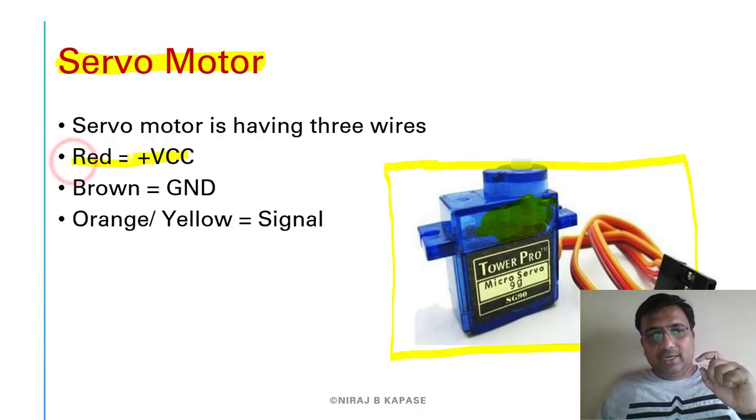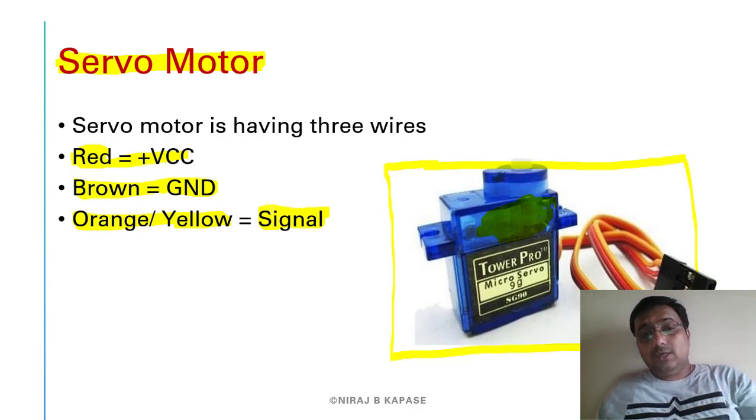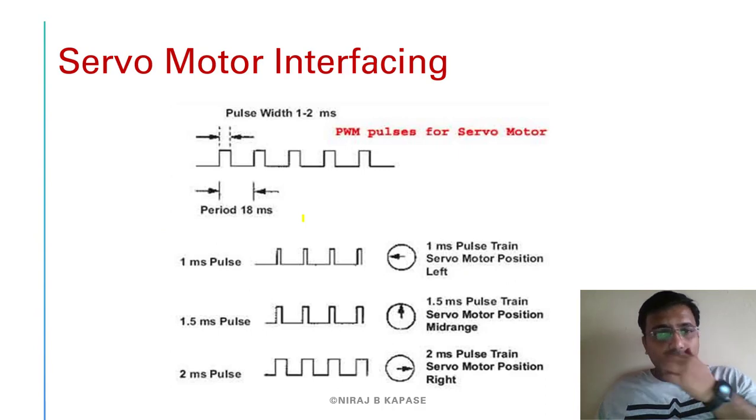The red wire you need to connect to the VCC. Here it is the red wire. The brown wire we need to connect to the ground, and the third wire is orange or yellow. These color codes are fixed. In this case it is yellow, and that wire is for signal. So we connect red to VCC, brown to ground, and the third orange or yellow line to the signal. Okay, so this is about the servo motor.